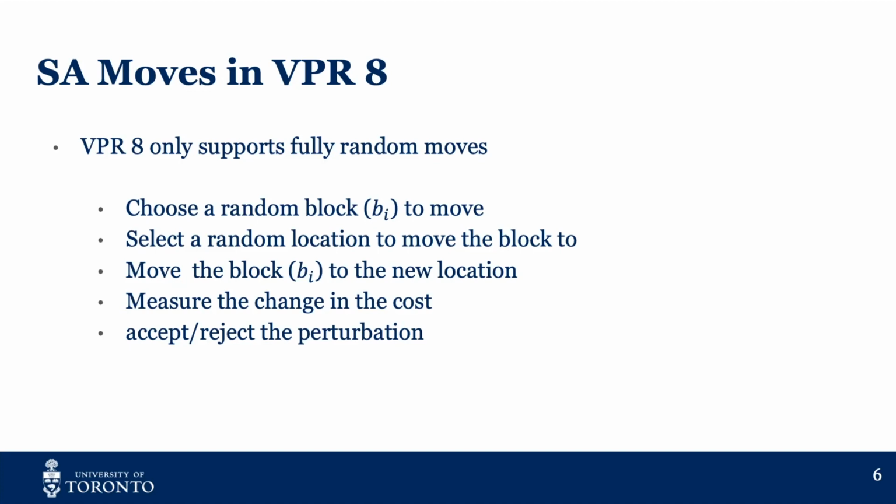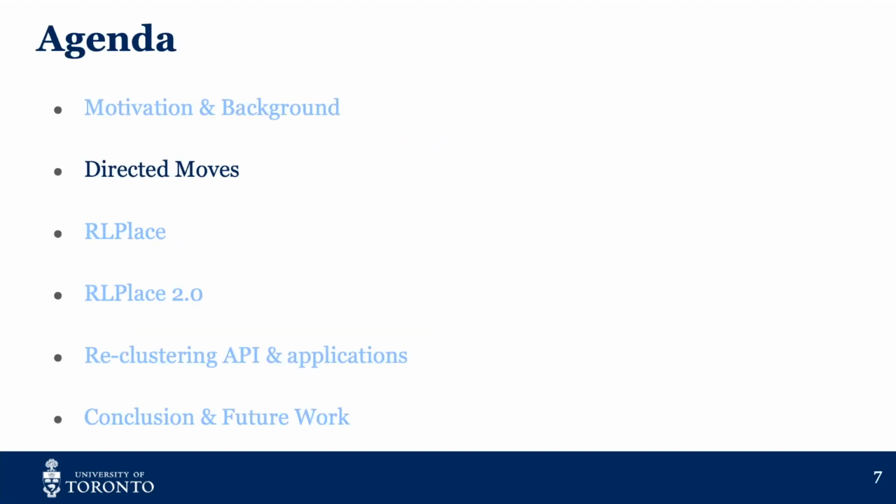But as the optimization progresses, I only allow small changes to get more effective moves and converge to good moves quickly. But like the question was, can we do better than that? Can we make smarter moves that efficiently explore the solution space? And yeah, here comes our first contribution, which is directed moves.